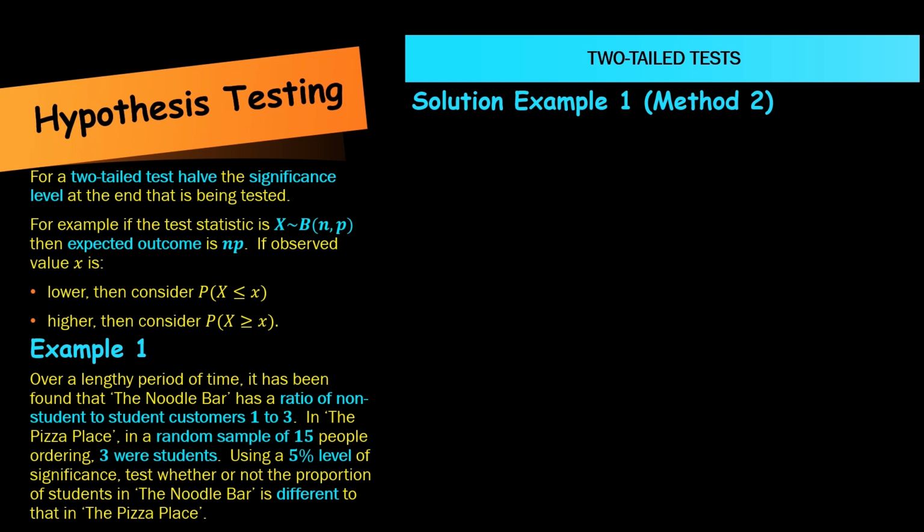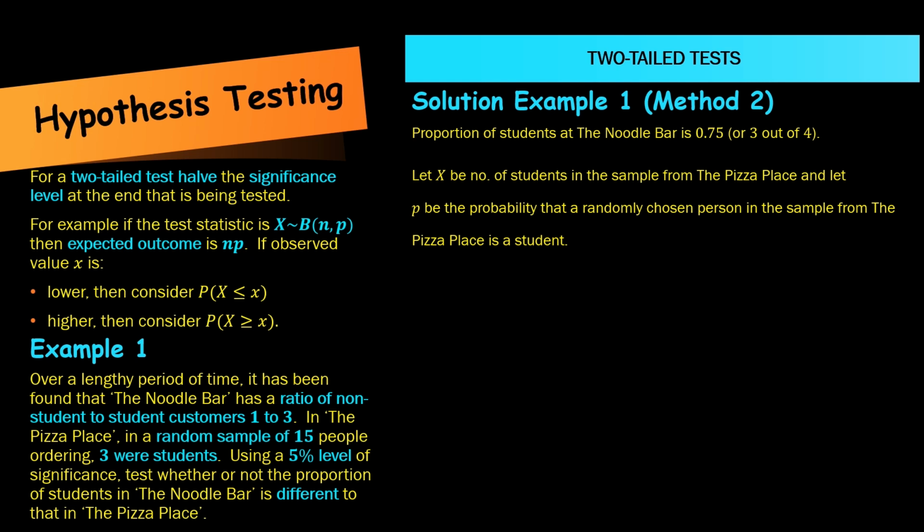Now let's consider a second method for solving this example. The first few lines of our solution will remain the same. So the proportion of students at the noodle bar is 0.75, or 3 out of 4. And we let x be the number of students in the sample from the pizza place, and let p be the probability that a randomly chosen person in the sample from the pizza place is a student.